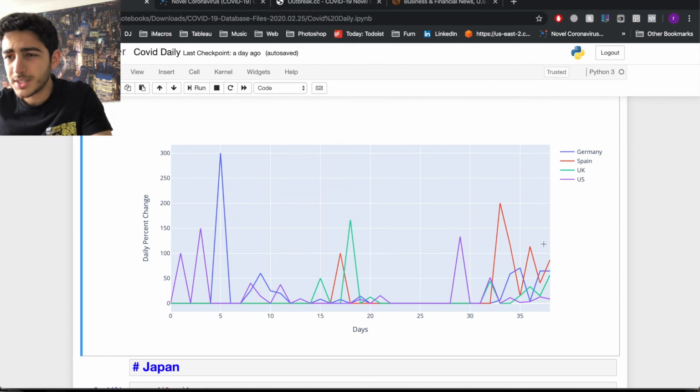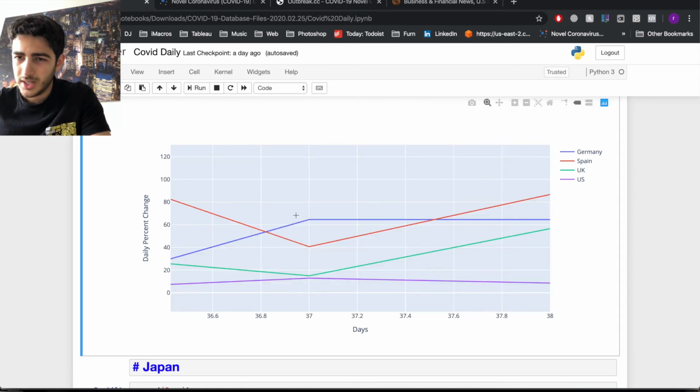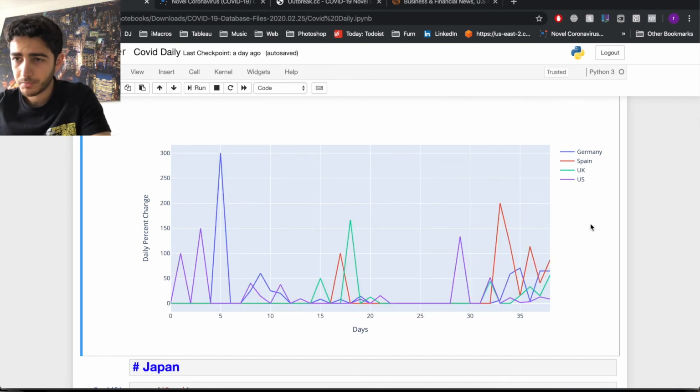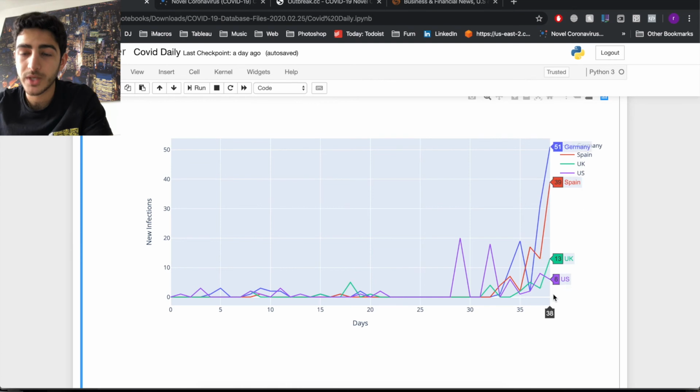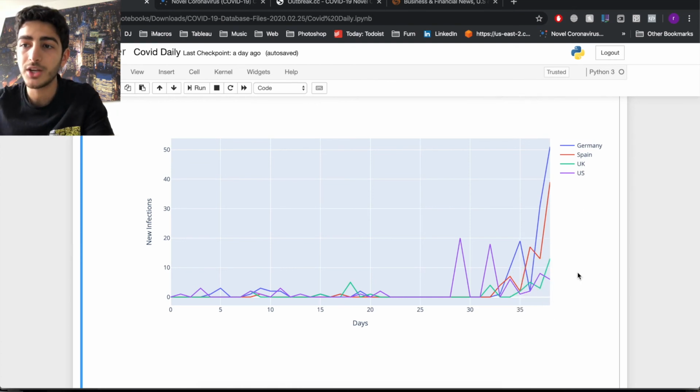Germany's percentage change is stable from yesterday. Once again, we can't really tell. So I hope these numbers stay stable, but once again, it's important to notice that none of these numbers are below zero. So there are always new infections and the numbers are increasing quickly.